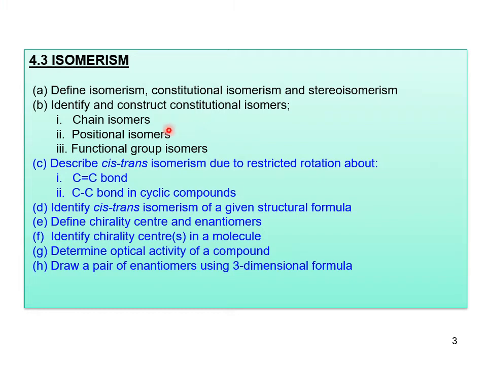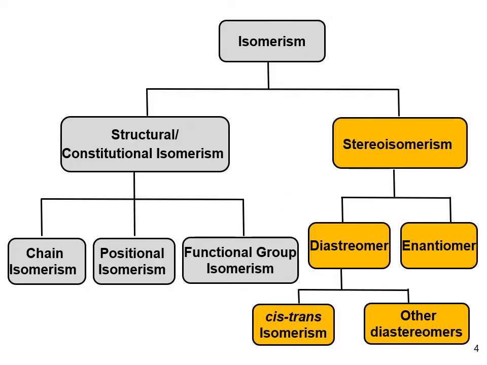For this video, we are going to look at the second part of isomerism, which is stereoisomerism. For stereoisomerism, there are two parts, diastereomer and enantiomer. For diastereomer, we are focused on cis-trans isomer. The other name for cis-trans isomer is geometrical isomerism.